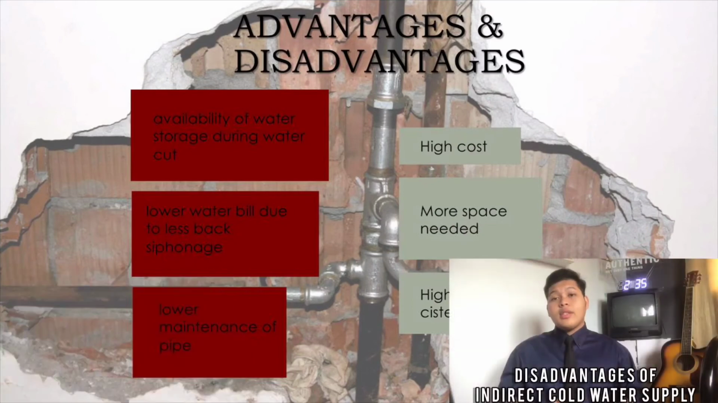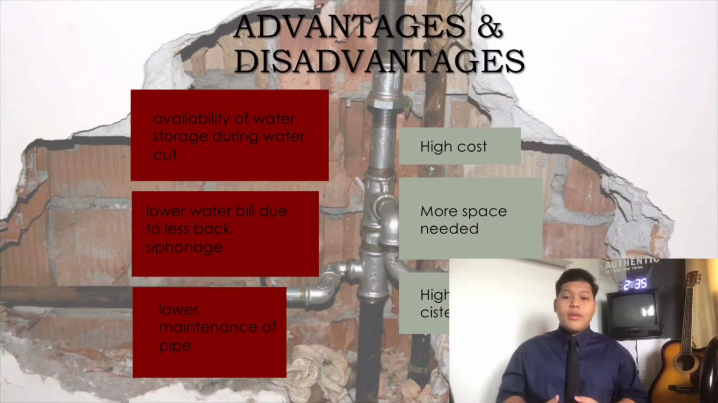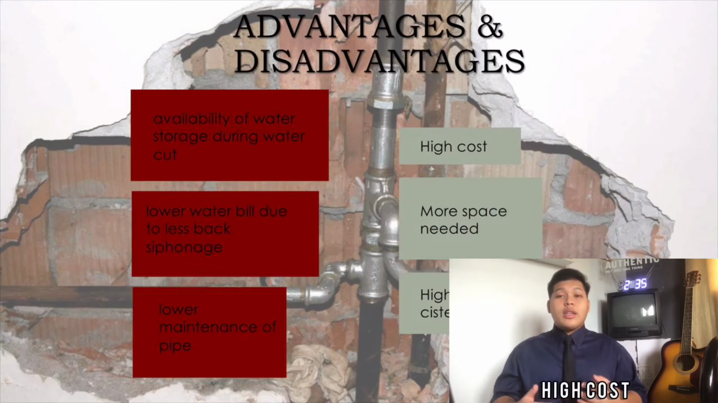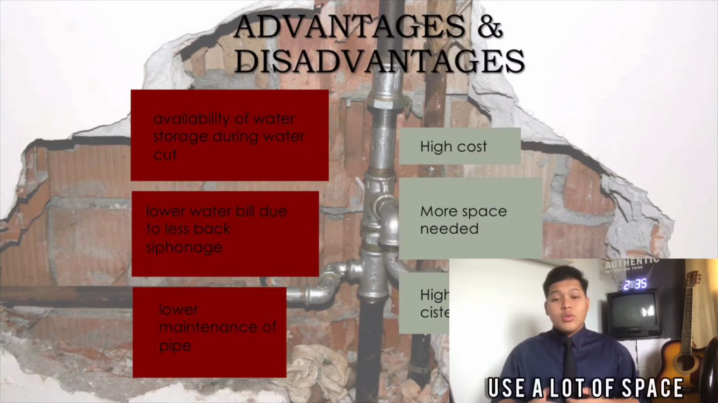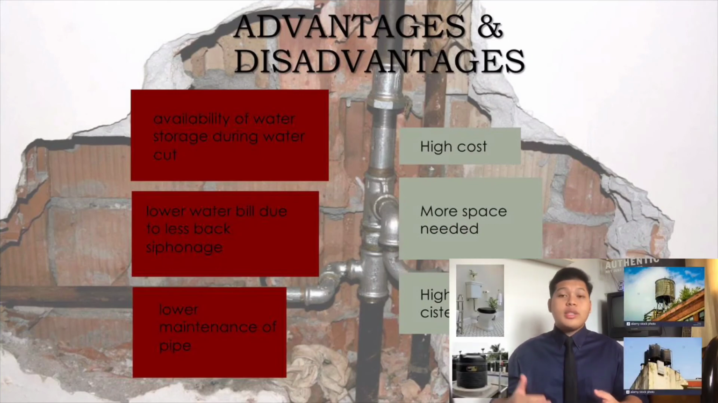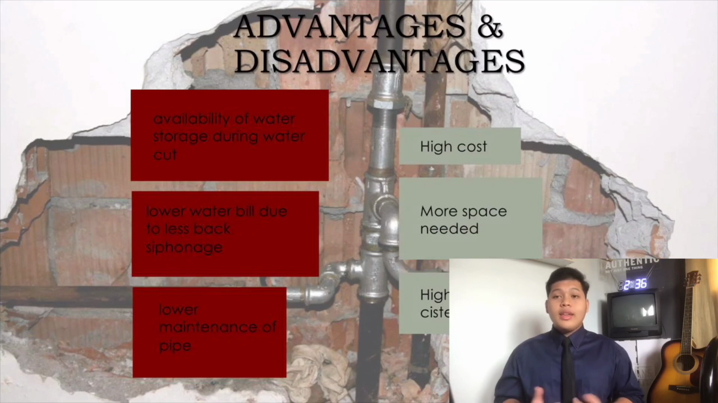The disadvantages of indirect cold water supply are, first, it is high cost. It is because it requires a larger storage and also more pipe work. When there is more pipe work, it will be more expensive. Second, it uses more space. As we know, indirect cold water supply needs a water tank, which is normally seen at the roof. It needs a lot of space for the bulky tank.